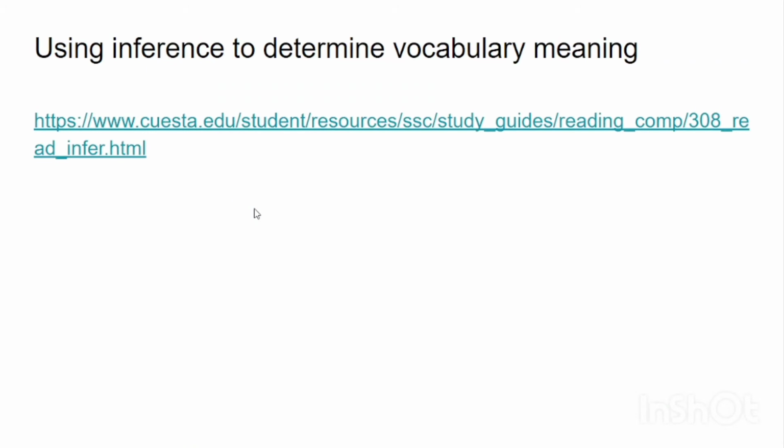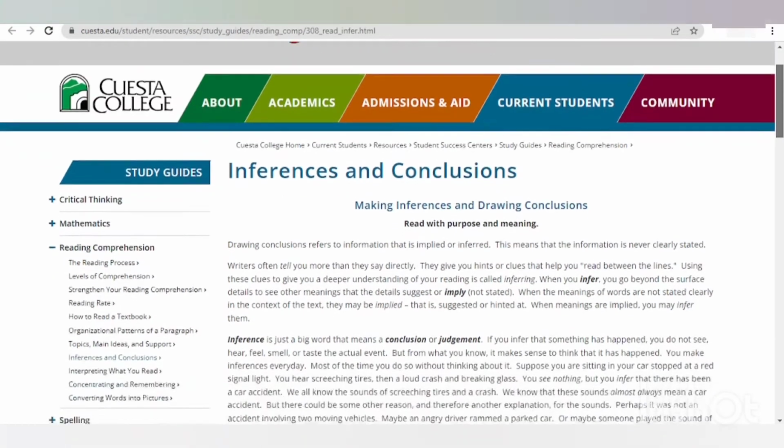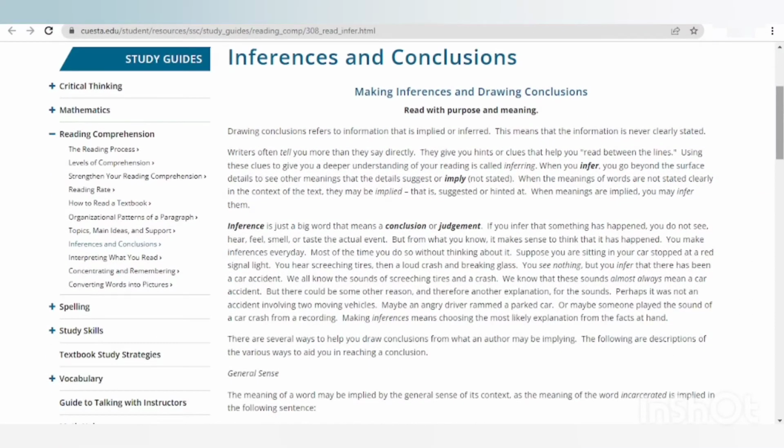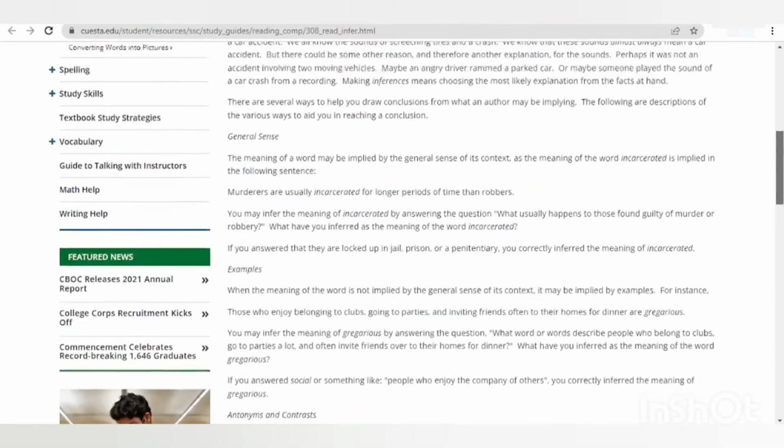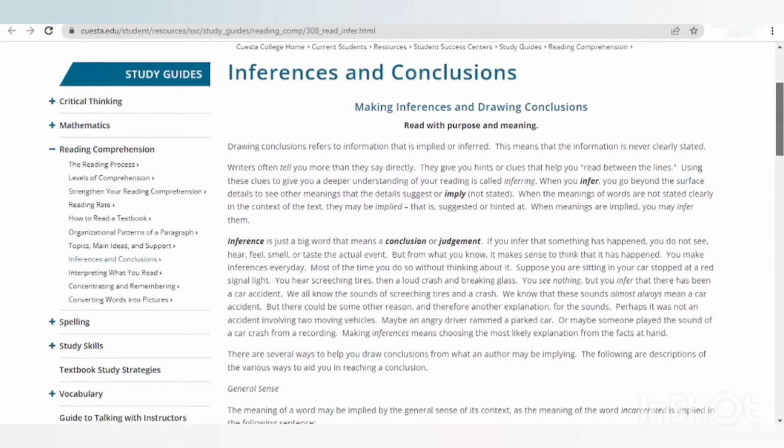Okay, so now we're going to go deeper into inference. We're going to be using inference to determine vocabulary meaning. I'm going to take you now to this website I found that incorporates what an inference is and what a conclusion is, right? On your own time, I will leave the link in the description where you can find this specific website, but it talks about inferences and conclusions.